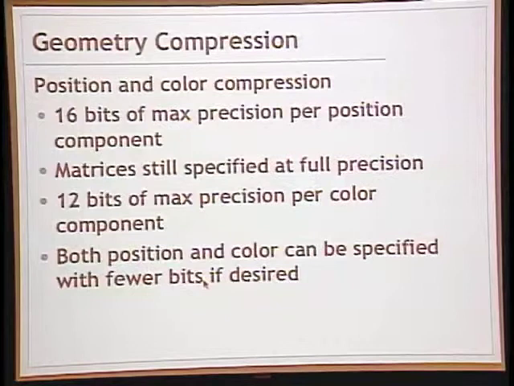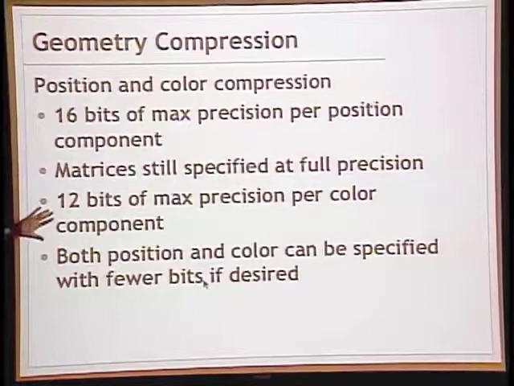So you might say, all right, position. Well, we're doing 32 bits per precision, x, y, and z. And what he said is, I think I can get away with 16 bits of precision. Okay, I'm going to send a half vector or a half float instead of a full float. Okay, I think that's going to give us enough. Matrices, because it's very important you get the transformations done well, they're at full precision.